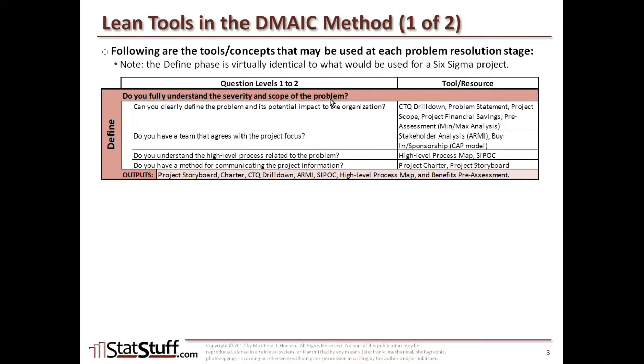So just as we've done before in the other roadmap, if you cannot answer yes to this question, then we need to go to these next level of questions to figure out how we can ultimately answer this top-level question for the define phase. So that first sub-level question is, can you clearly define the problem and its potential impact to the organization?